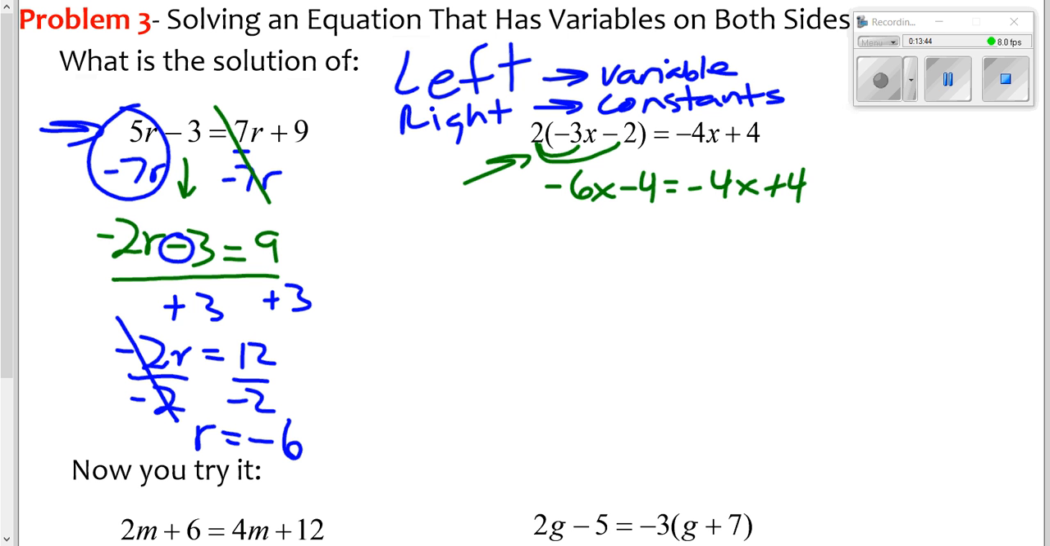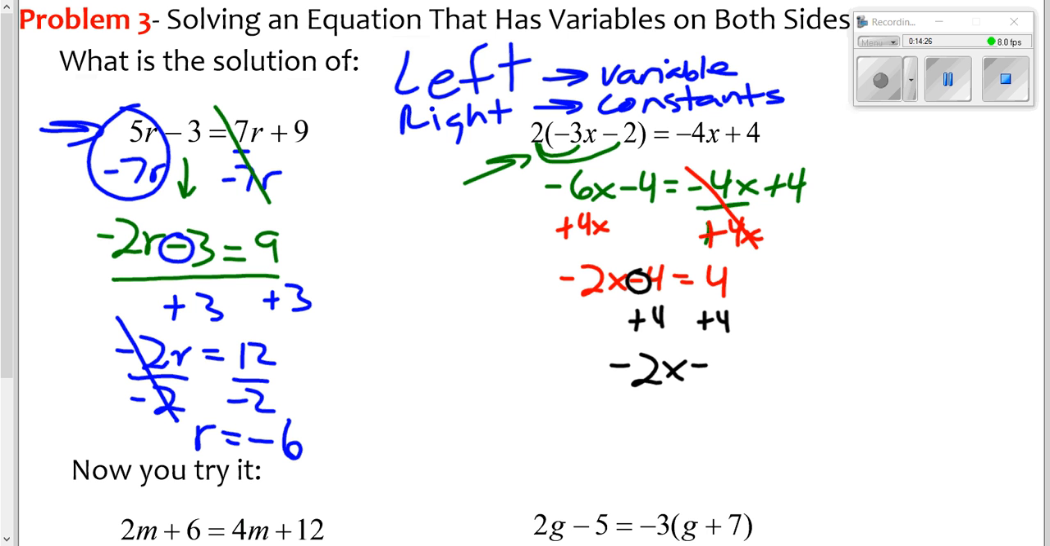Okay. So now I got variables both sides of the equal sign, so I want to move them to the left. I look at the variable first because that's what we want to deal with. It's a minus 4x, so I'm going to add 4x to both sides. That's going to give me a negative 2x minus 4 equals, remember those are going to go away, equals 4. Okay. Now I have basically my two-step equation, so I can go ahead and look at this. That tells me to add 4, and I'm going to get negative 2x equals 8.